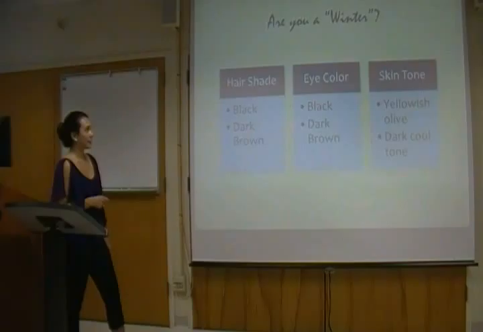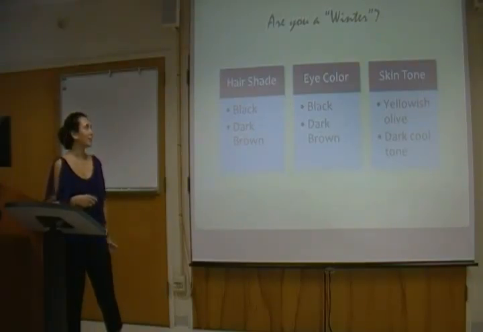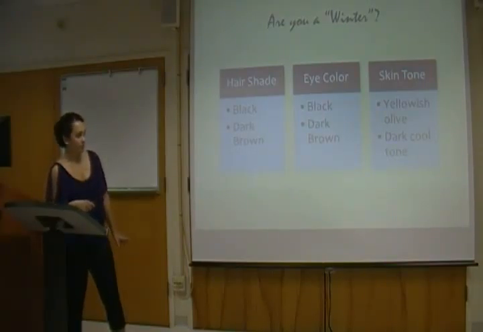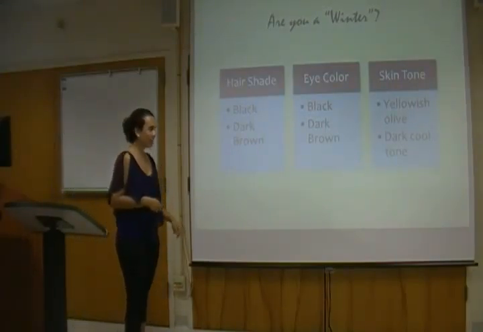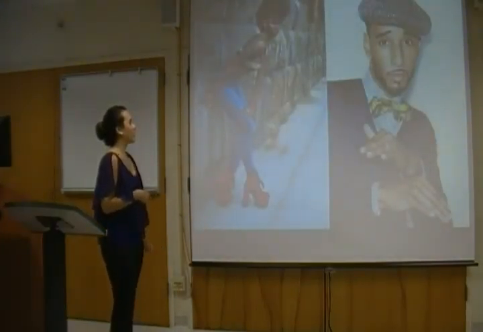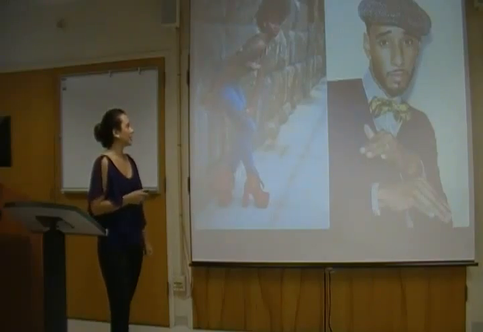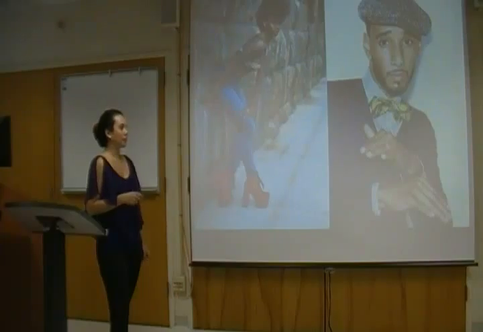And here are some characteristics for the winter person. The hair shade is black or dark brown, the eye color is black or dark brown as well, and the skin tone is yellowish olive or a dark cool tone. And here are some examples for winter. As you can see, dark hair, dark eyes, and dark skin, and then the vivid colors, cool tones, vivid colors.